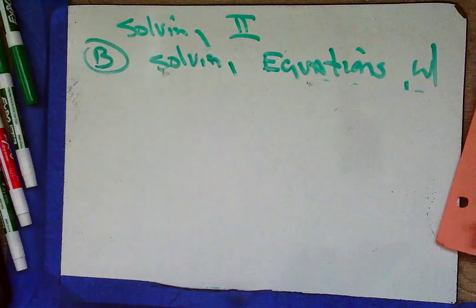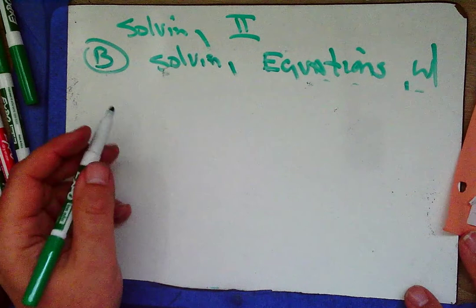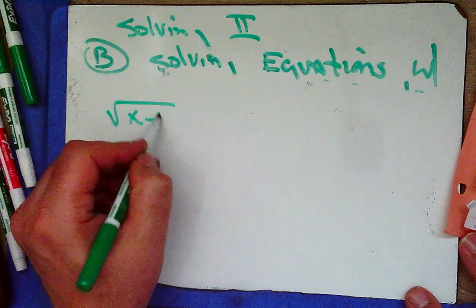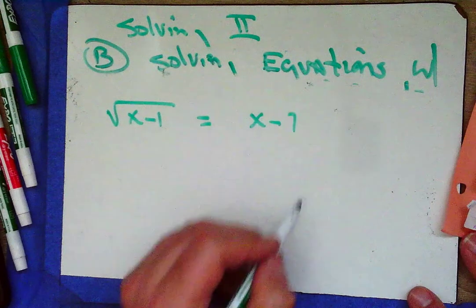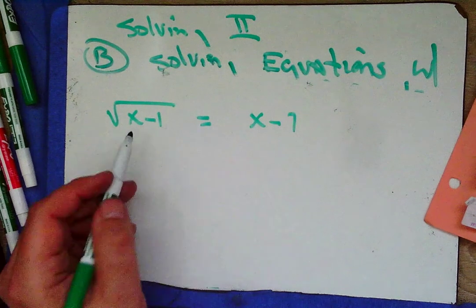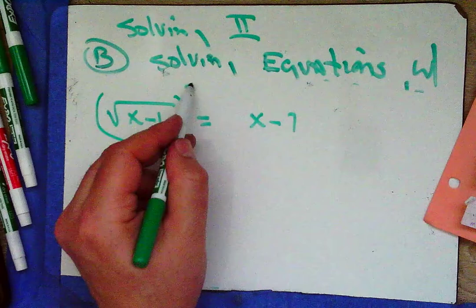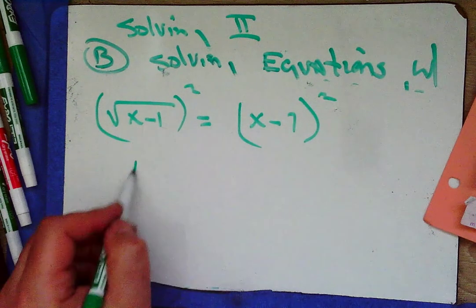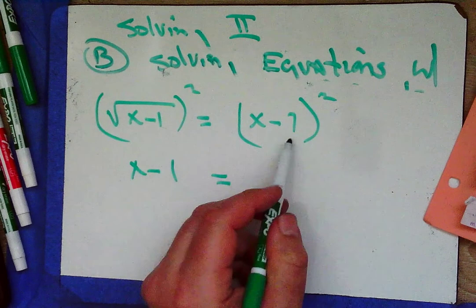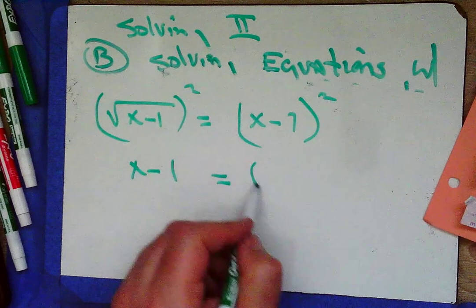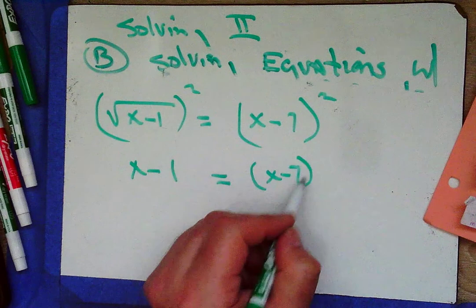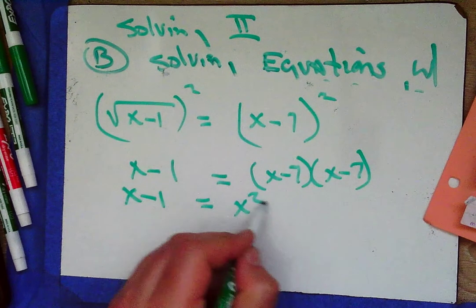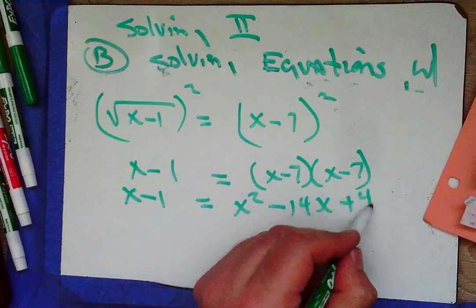All right. What about this one then? What about square root of x minus 1 equals x minus 7? So the radical is isolated, which means I need to square both sides. And here, I'm going to get x minus 1. But here, I've got a FOIL, right? Because that's x minus 7 times x minus 7. So x minus 1 equals x squared minus 14x plus 49.